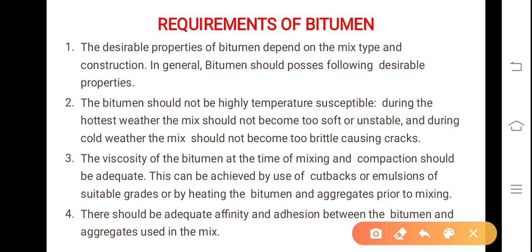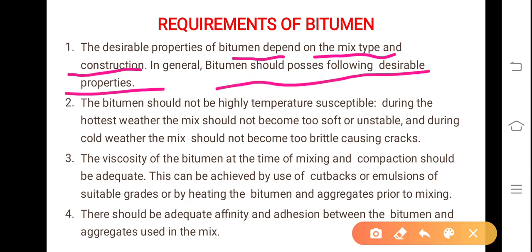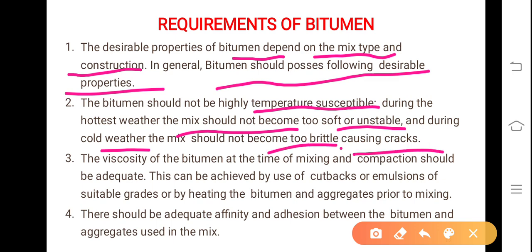The desirable properties of bitumen depend on the mix type and construction. In general, bitumen should possess the following desirable properties. The bitumen should not be highly temperature susceptible. During the hottest weather, the mix should not become too soft or unstable, and during cold weather, the mix should not become too brittle, meaning stiff, causing cracks.